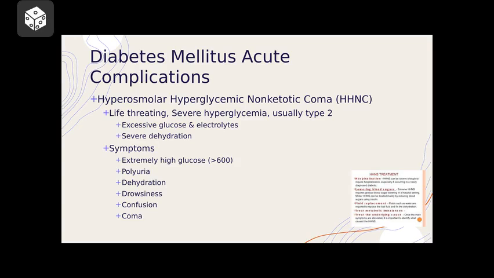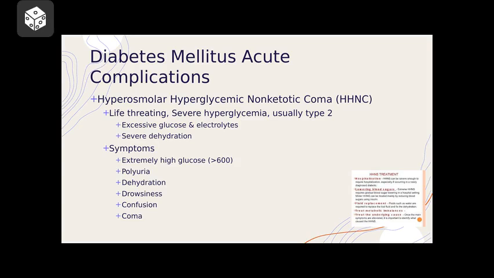what's happening, right? So in this case, we have life-threatening severe hyperglycemia, and this one usually happens in type 2 diabetics. So one of the big things is DKA is usually type 1 diabetics. HHNC is usually type 2 diabetics. In HHNC, that polyuria, so they're urinating so much that it leads to dehydration and electrolyte issues. The dehydration can actually be so severe that it leads to shock and to coma.